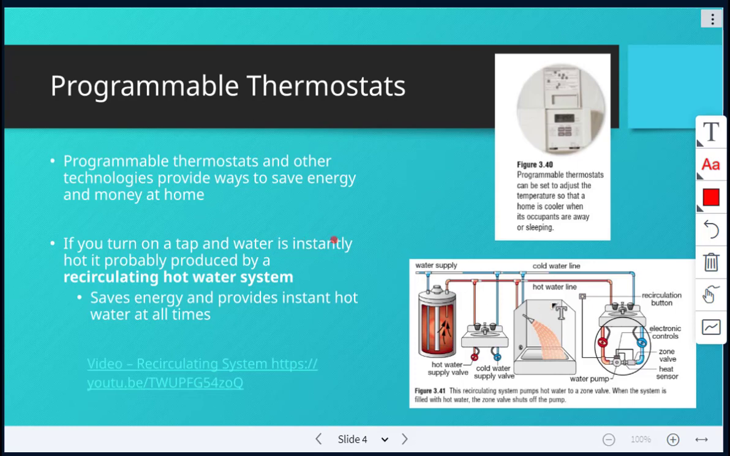This here is taking a look at a recirculating system that pumps hot water. If you've ever noticed that when you turn on a tap the water is instantly hot, then it's probably using this type of method. It's a recirculating hot water system, and this saves energy. It also provides instant hot water at all times.